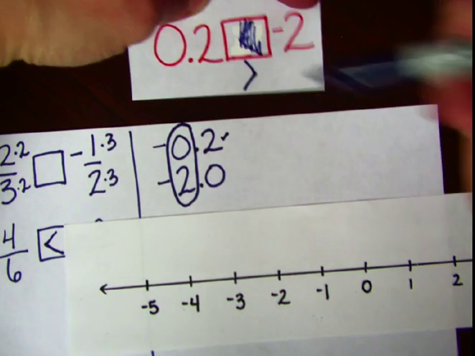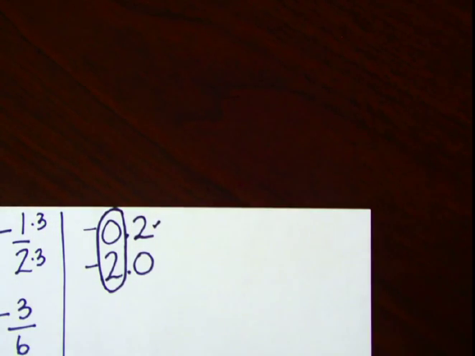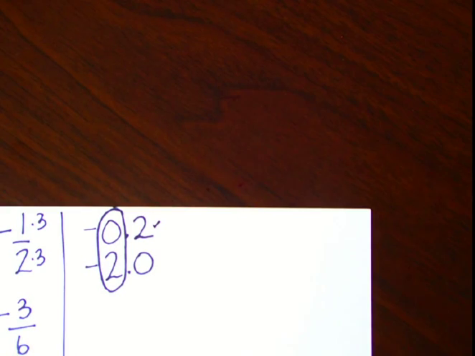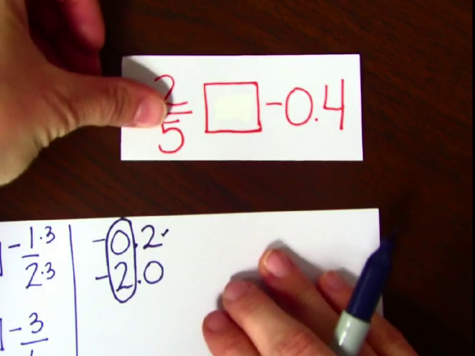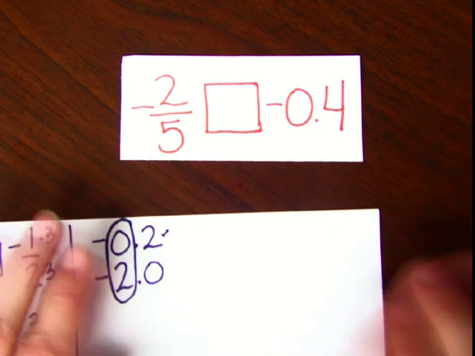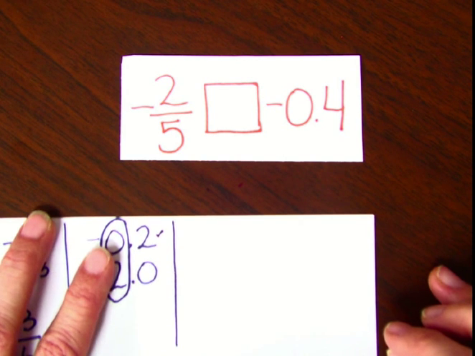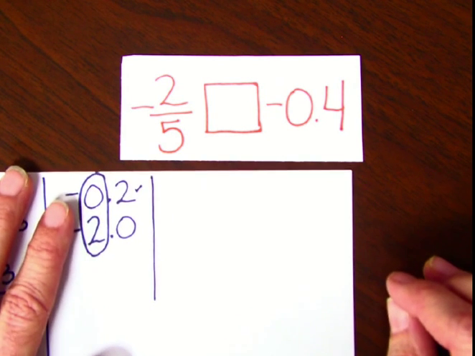Oopsie. Too bad I don't have an eraser for my marker. All right. Well, we all make mistakes. It happens. Okay. Let's take a look at this problem. This is comparing a fraction and a decimal. If you remember way back to fractions, we have to change them into like terms. So I have to have 2 decimals or 2 fractions to compare them.